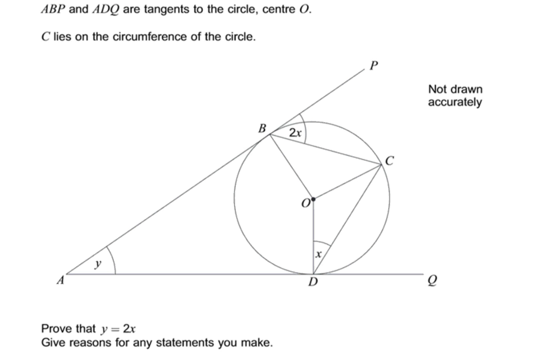Okay. ABP and ADQ are tangents to the circle, center O. C lies on the circumference of the circle.